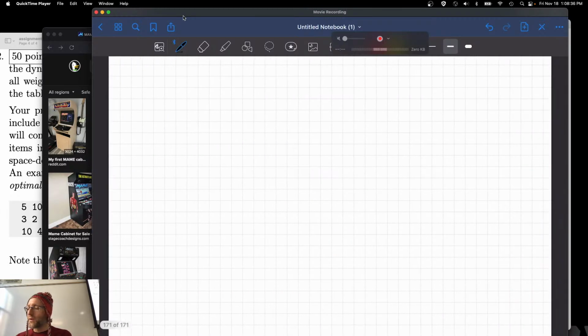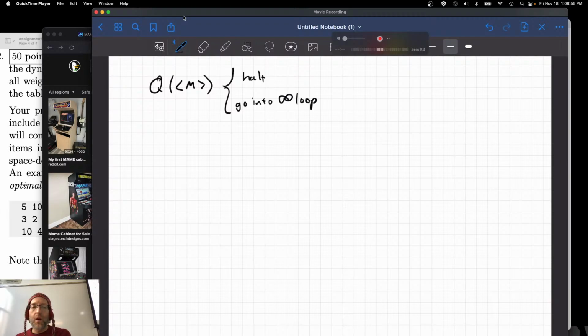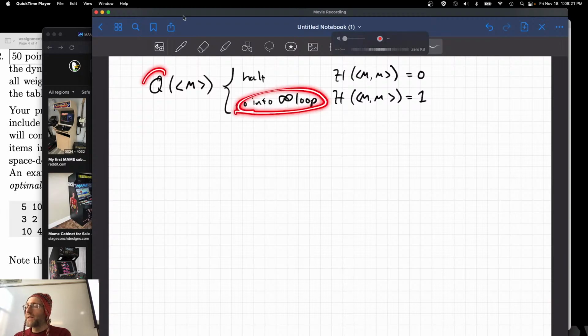Now what we're going to do is construct another machine, Q, that takes only a single input, an encoding of a machine M. And we're going to halt or go into an infinite loop, depending on the answer that H gives us. If H on M, M says that it does not halt, then we're going to halt. If H on M, M says that it does halt, we're going to intentionally go into an infinite loop. Now, can we write such a machine?